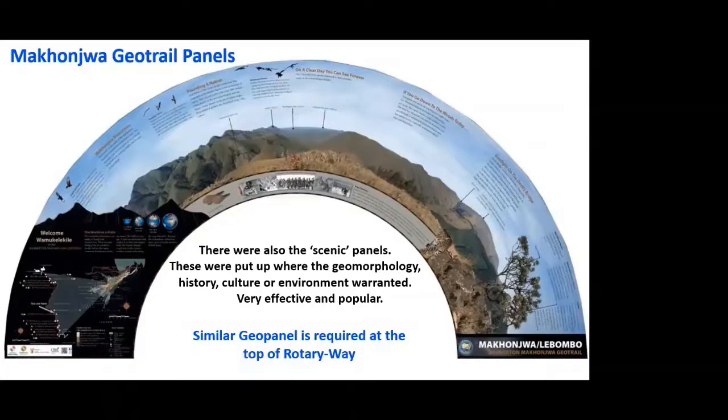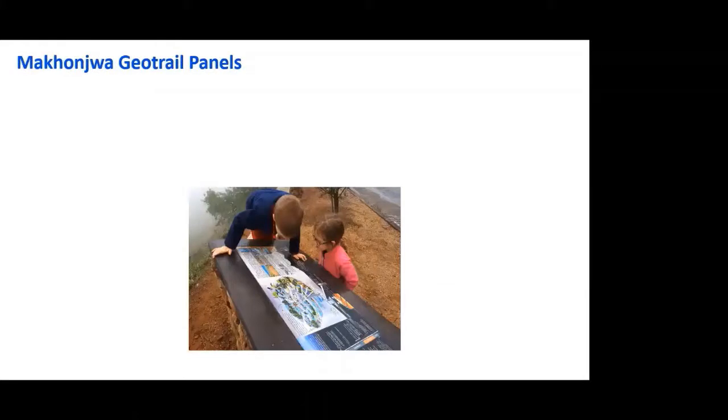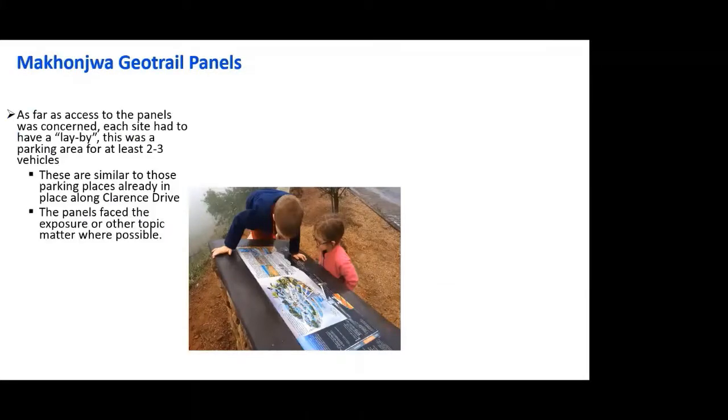There are a couple of others that we've got in mind, but that one I think is a must do. Okay, that's the actual panels mounted there. Each site, we had to build a lay-by, and the majority of the cost of the geotrail was involved in making these lay-bys. We don't necessarily have to do that along Clarence Drive. There are numerous of these lay-bys along there.